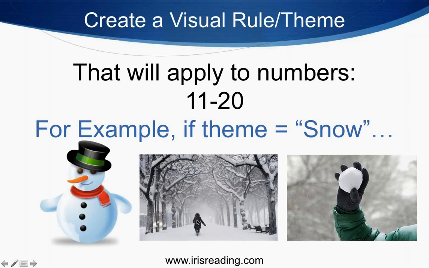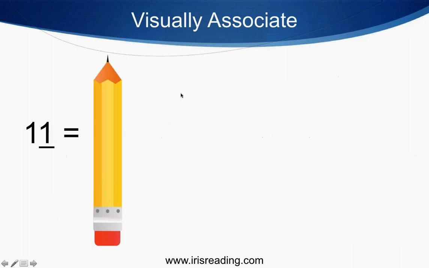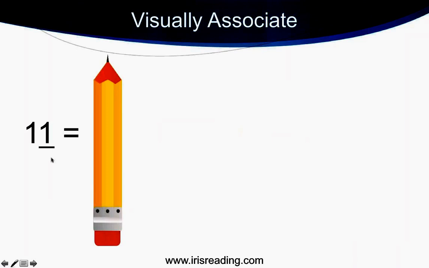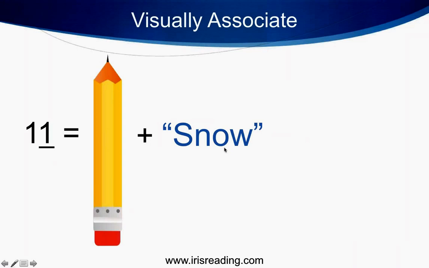It could be a snowball. You could just picture somebody walking through the snow. You could picture a snowman. Any of these things related to snow. So if you had number 11, to remember whatever number 11 is, you have to use your pencil again as your image. Why? Because the number 11 has a pencil in this spot right here. And then you have to use the theme of snow.